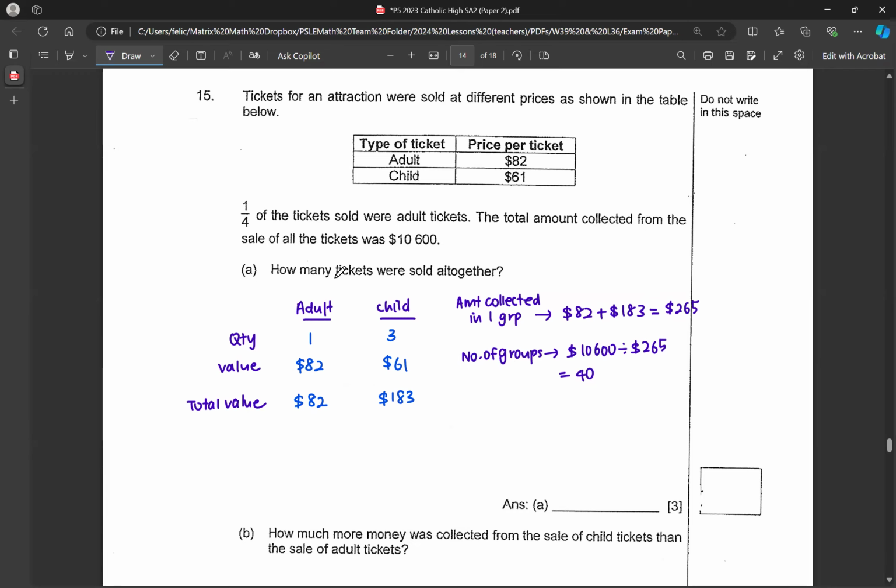Once you have the groups, reread the final question. How many tickets were sold all together? So look at one group. When you say how many tickets, I focus on the quantity. How many tickets did I sell in one group? You notice there's 1 plus 3, 4 tickets per group. But since there are 40 of such groups, you have to multiply by 40 groups. So there will be 160 tickets altogether.